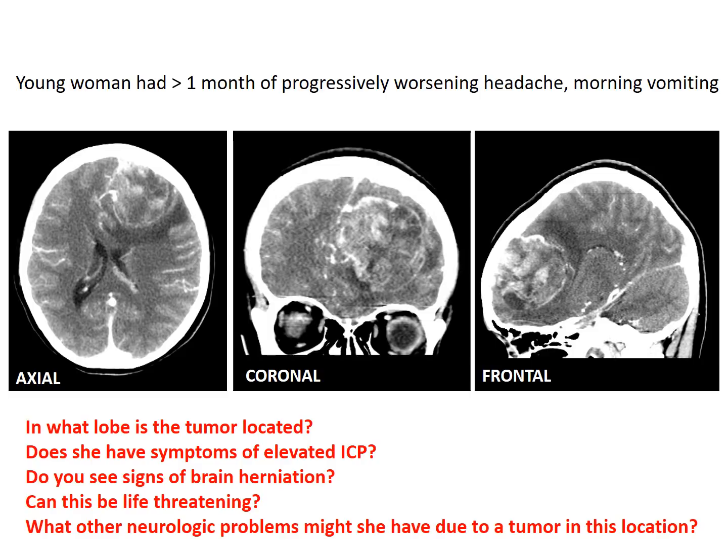Now, looking at this, you should be able to start answering some questions. In which lobe is the tumor located? Is she showing signs of elevated intracranial pressure? Can you see signs of brain herniation on these scans? Do you believe this is life-threatening? And what other neurologic problems do you think she would have due to a tumor in this region of the brain? So I want you to stop, answer those questions, and then I'll give you a brief answer, okay?